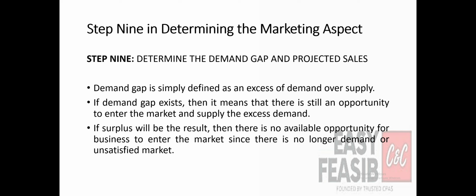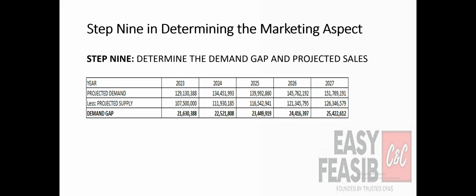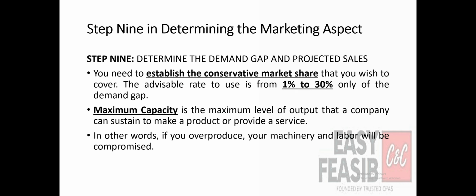In our example, the projected demand is higher than the projected supply, which means that we can still enter into the market as there is still unsatisfied portion of demand which is still unsupplied. Burger Queen will now assume the unsatisfied portion, but not the whole portion. If there is a demand gap, it does not mean that you can assume to supply all of them. You just need to establish the conservative market share that you wish to cover. The advisable rate to use is from 1% to 30% only of the demand gap. While you are deciding what rate you should use, you need to consider also your maximum capacity.